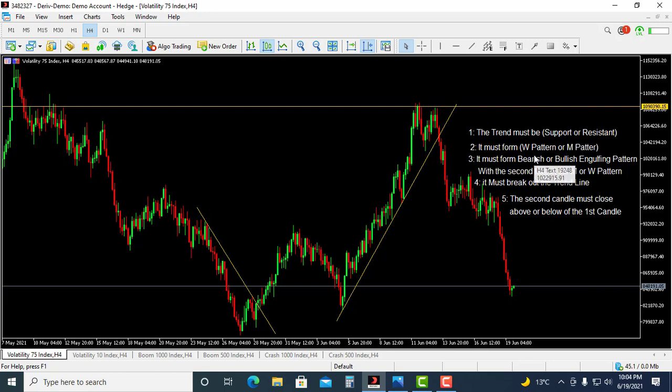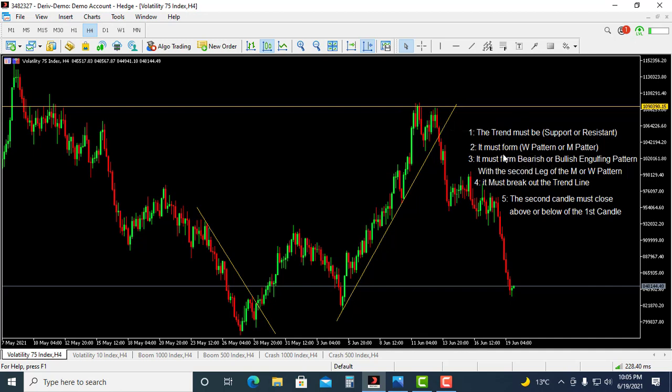Number 2, it must form a W bottom or M top, or double top or double bottom, whatever you call it, you must have this. As you see here, we have an M top or double top.